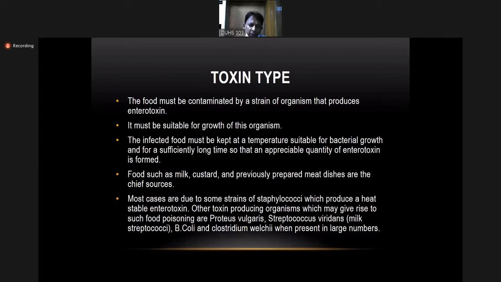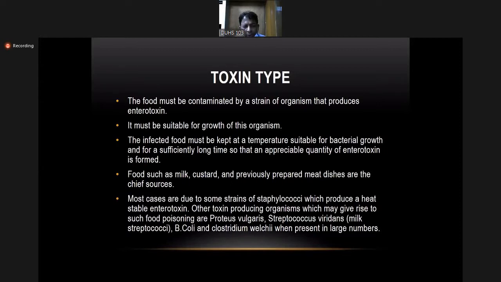The bacteria itself does not cause as much poisoning as the toxin produced by the bacteria, which is called enterotoxin. The food must be contaminated by a strain of organism that produces enterotoxins, for example Streptococcus and Staphylococcus. These are commonly enterotoxin-producing bacteria, and they cause food poisoning.